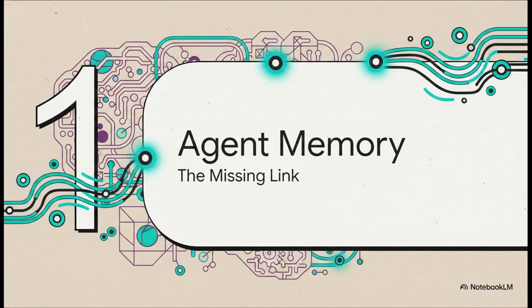Starting with number 1, agent memory, the missing link. To truly understand what separates a senior-level app from a beginner's project, we really have to look at how state is managed. To build something that actually solves problems, your agent absolutely needs context that persists.